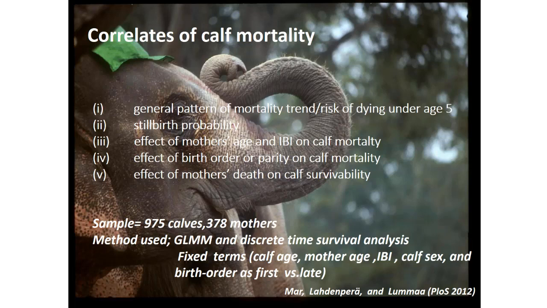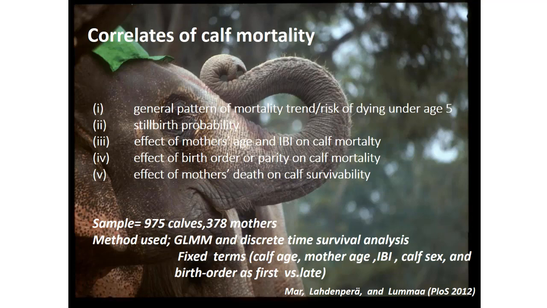So we want to know whether the length of the interbirth interval has any effect on calf mortality. And from the date of birth, we can calculate the birth order or parity of the calf. So is there a parity effect on calf mortality, meaning the firstborn calf, later born calf, younger parity, older parity, having some effect on mortality? And we would also like to know if mothers die during the independence time, before the calves reach the independent age, which we call 5 years of age, how does that affect them? That is what we look into in detail. The sample is about 1,000 calves and about 378 mothers.